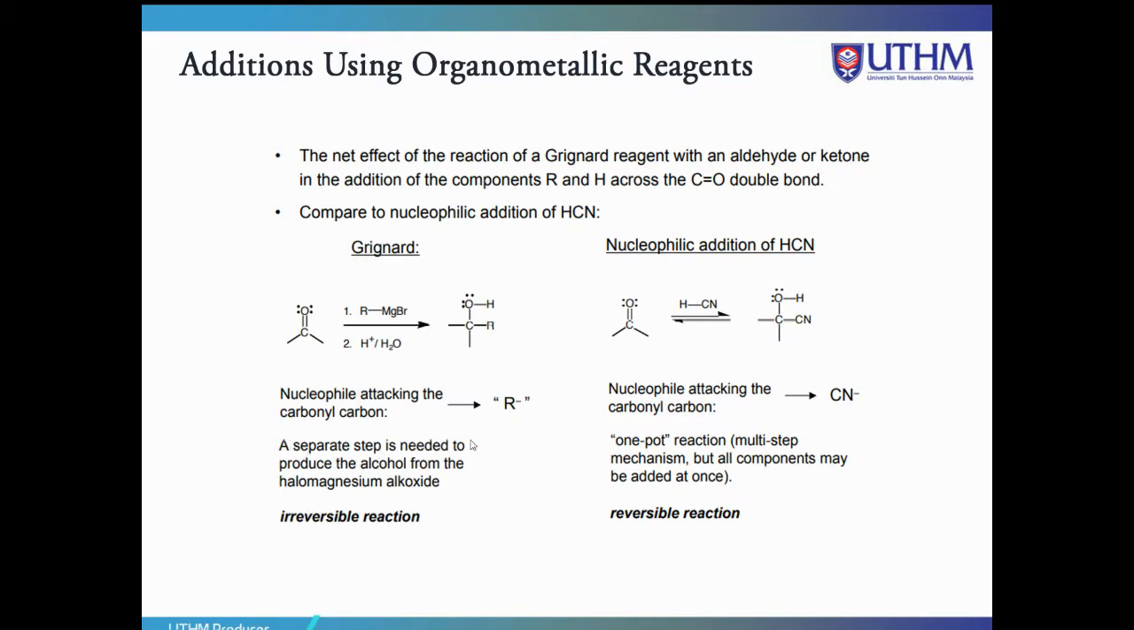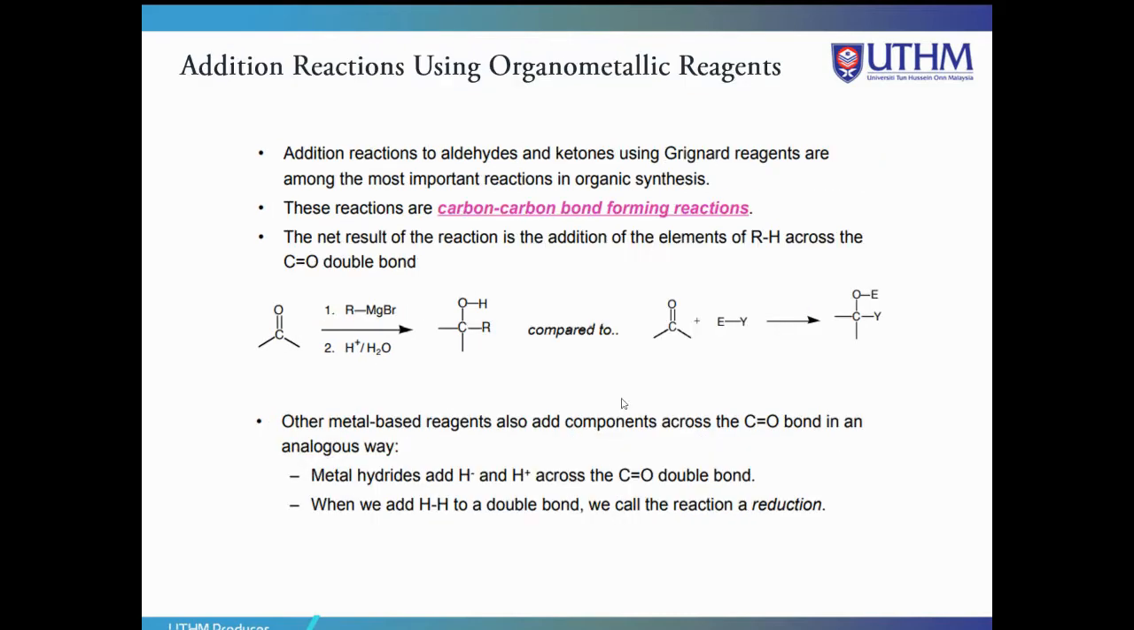A separate step is needed to produce the alcohol from the halomagnesium alkoxide. HCN addition is a one-pot reaction, whereas the Grignard is a multiple-step mechanism, and not all components may be added at once. For the Grignard reagent, the reaction is irreversible, whereas for the nucleophilic addition of HCN, the reaction is reversible.